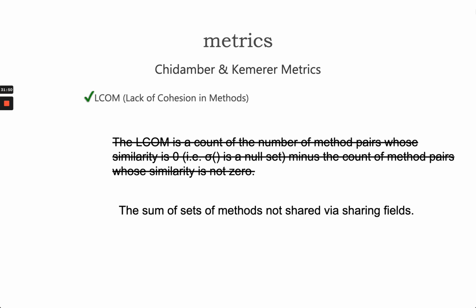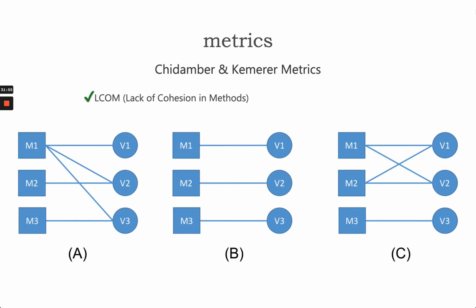So consider a component or class where the M's here are methods and the V's are private fields. A is a very cohesive code base because a lot of the methods use all the private fields, whereas B is a very non-cohesive code base because notice that each method just uses one of those fields. B could easily be split up into 3 separate classes or 3 separate components and not hurt anything. And of course, C has mixed cohesion.